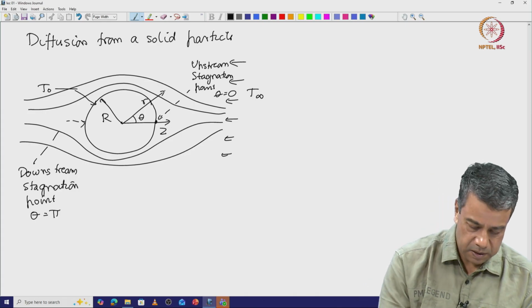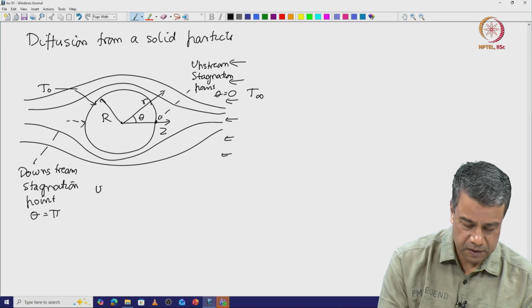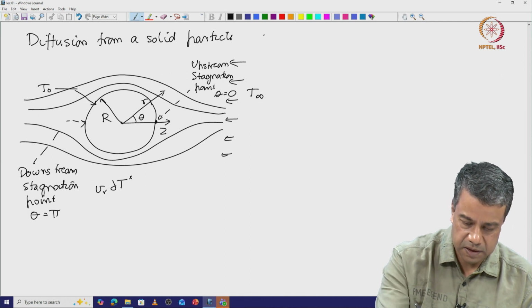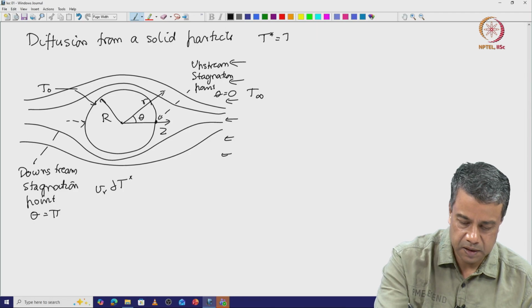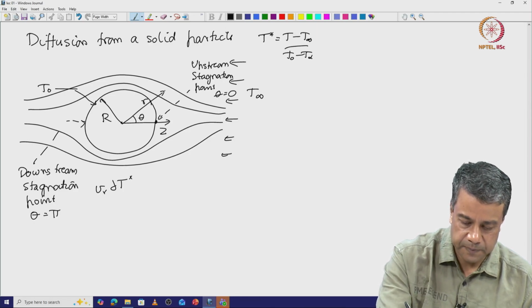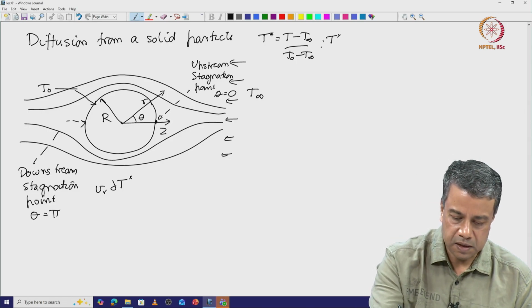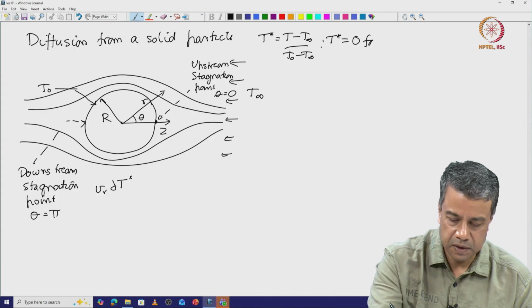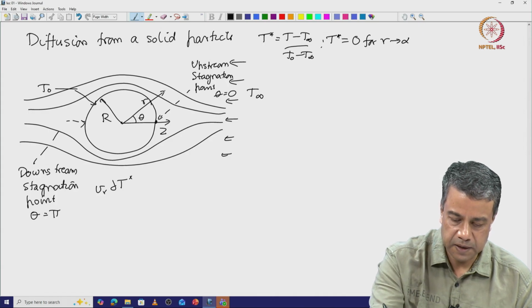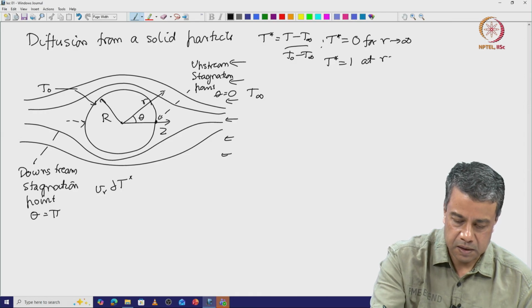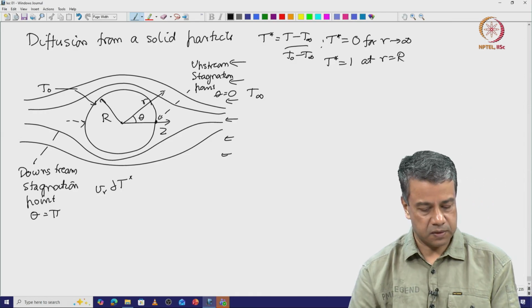The equation V dot grad T, Vr partial T star. Okay, so I will define T star straight away. T star is equal to (T minus T infinity) by (T naught minus T infinity). Boundary conditions are T star is equal to 0 for r going to infinity, T star is equal to 1 at r is equal to capital R. Okay, so those are the boundary conditions.